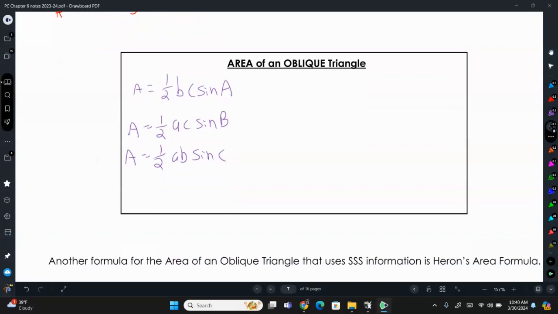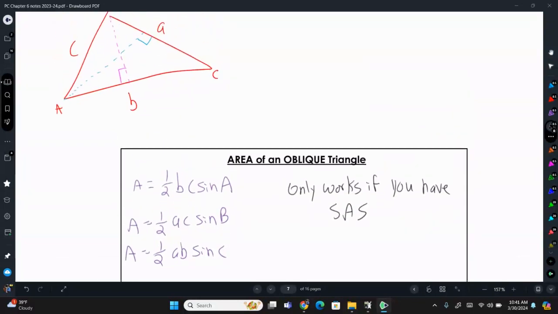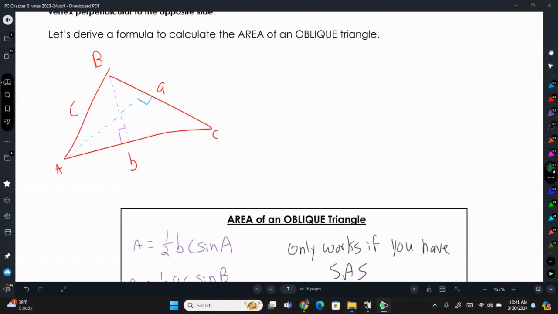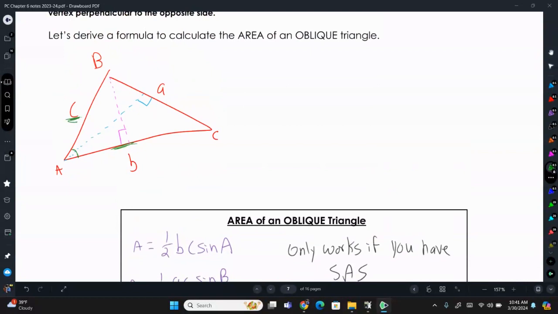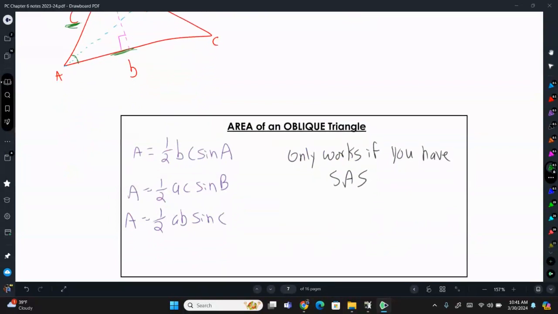So this only works if you have side, angle, side. So two sides and the angle between them. And if you look at the picture with the formulas we wrote down, it makes sense. 1/2 BC times the sine of A. Well, side B is right here, side C is there, and angle A is touching both of those sides. AC times the sine of B, well, here's C, here's A, and B touches both of those. So this is just the same formula written three different ways depending on what information you are given.